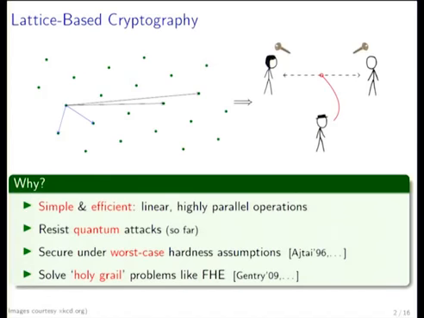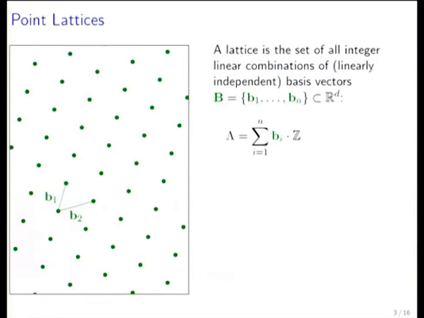And lattice cryptography is interesting for several reasons. On one hand, typical operations in lattice cryptography are the addition of vectors in n-dimensional space. So these are very simple operations consisting of many additions of small numbers that can be executed in parallel. And lattice cryptography, as far as we know, is resistant against quantum computing. There is no known polynomial time quantum algorithm for lattice problems.